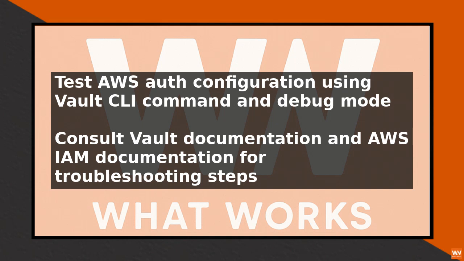Best practices for troubleshooting Vault AWS Auth include regularly reviewing Vault logs, testing authentication configurations, and ensuring that AWS credentials and IAM roles or users are properly configured. By implementing these best practices, you can minimize authentication issues and ensure secure access to Vault.